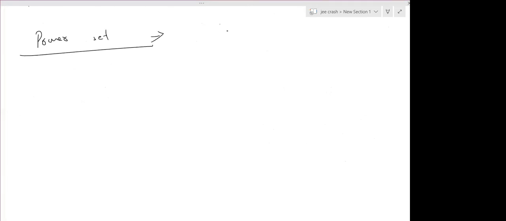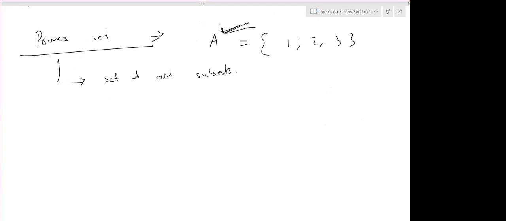Power set. What is power set? If a set A has 3 elements, 1, 2, 3, then the power set is the set of all subsets. Make all the possible subsets of A, and create a set of those subsets. That set is called the power set. All right. What is the formula for this?